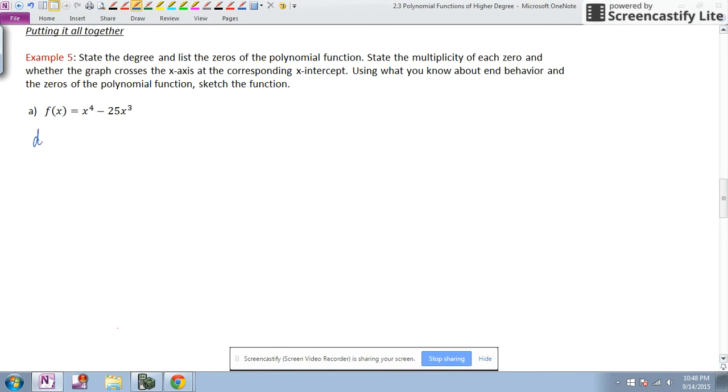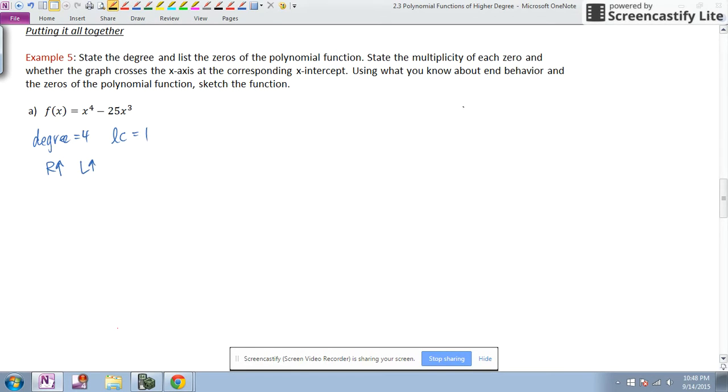So you might notice we know the degree is 4, and the leading coefficient is 1, because of whatever's in front. Now, what does that tell me? Well, a positive leading coefficient tells me that the right side of the graph goes up, so end behavior, and the even exponent tells me that the left side copies.